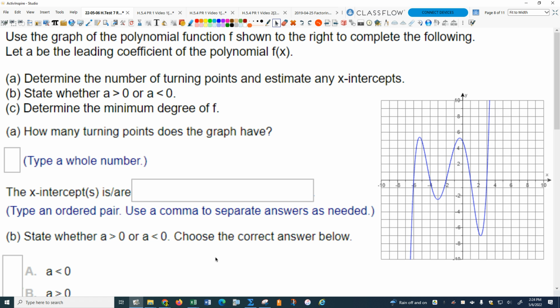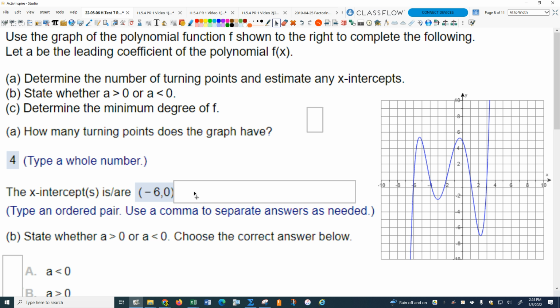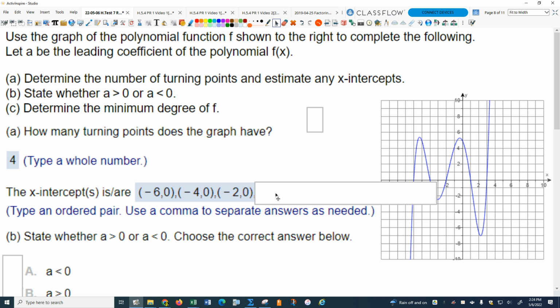There we go. Okay, so how many turning points? Just show me fingers. How many turning points do we have? Good. All right, everybody agree, 4. Where are the x-intercepts? They want them as ordered pairs. So the leftmost one would be, everybody agree, negative 6, 0, then negative 4, 0, negative 2, 0, 1, 0, 3, 0.